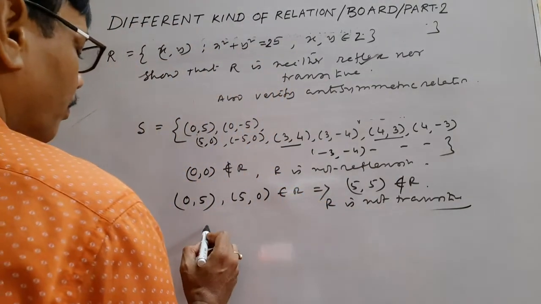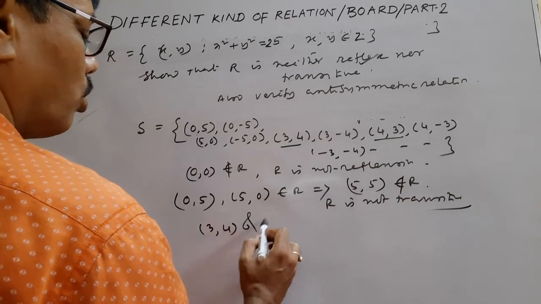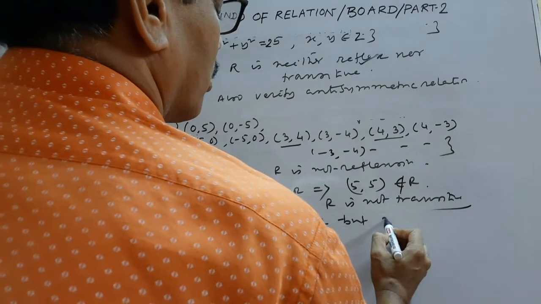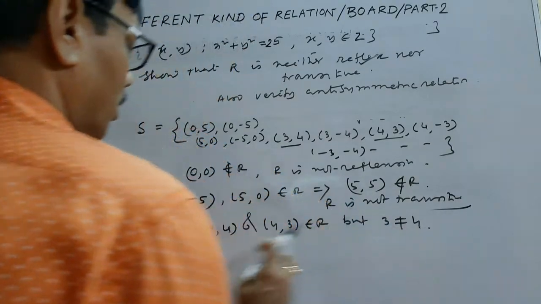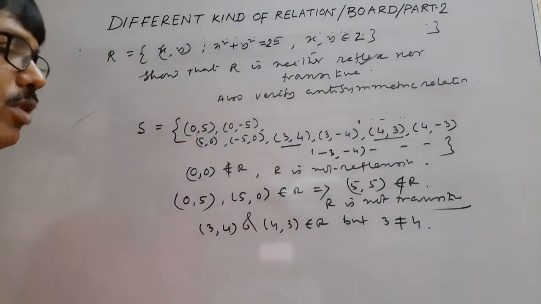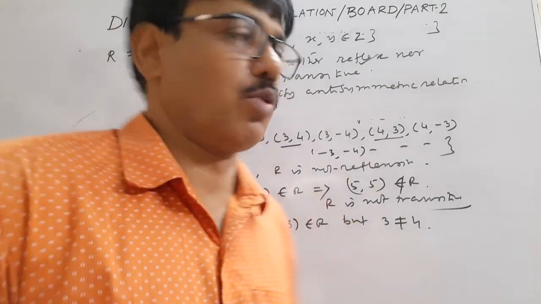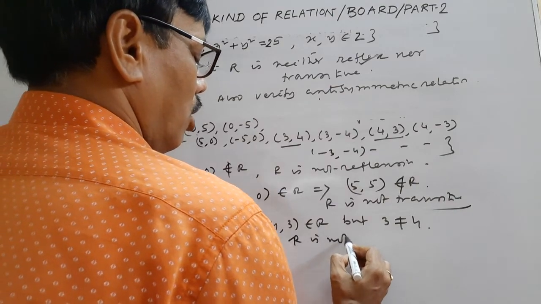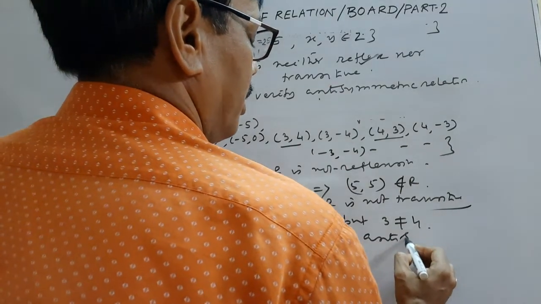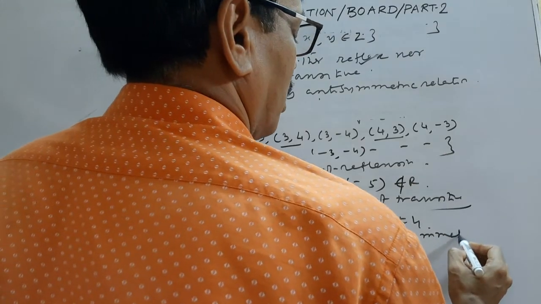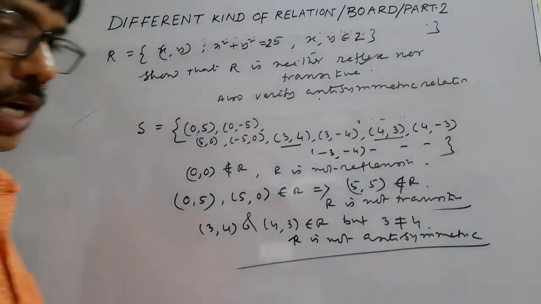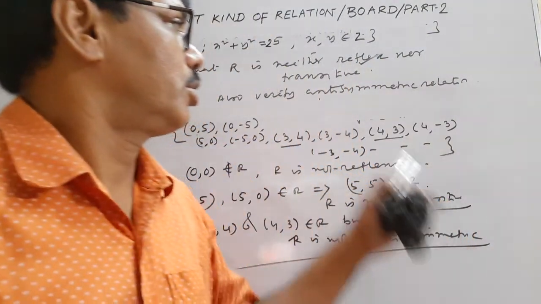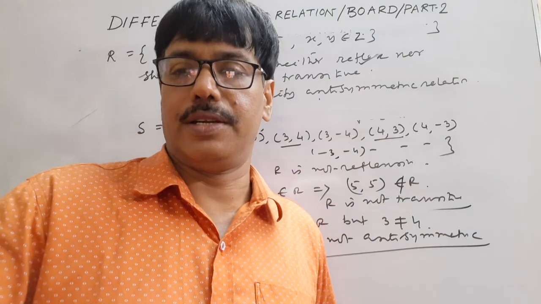Now look, (3, 4) and (4, 3) belong to R, but 3 is not equal to 4. So R is not antisymmetric. So relations are verified.